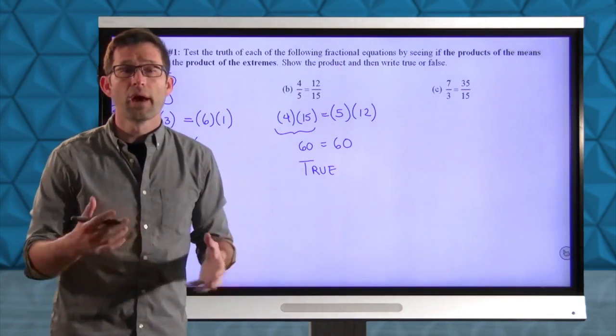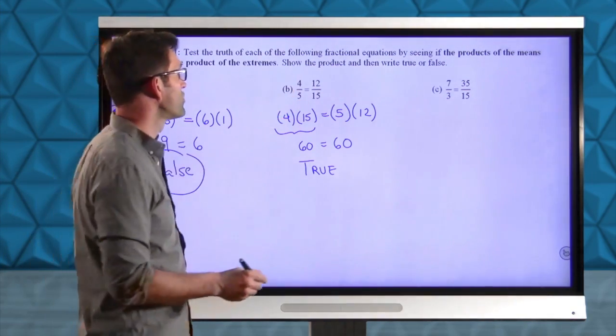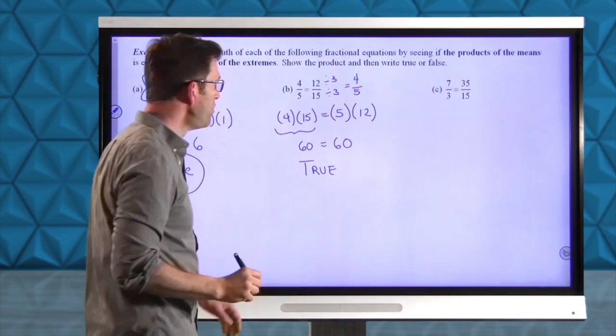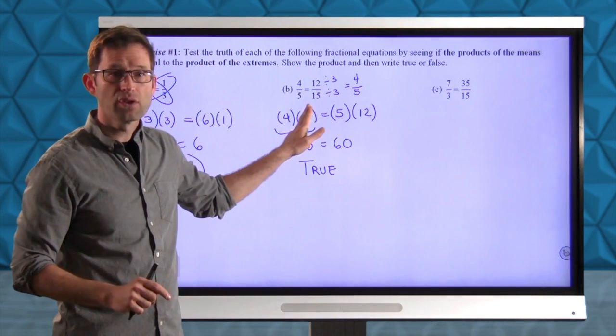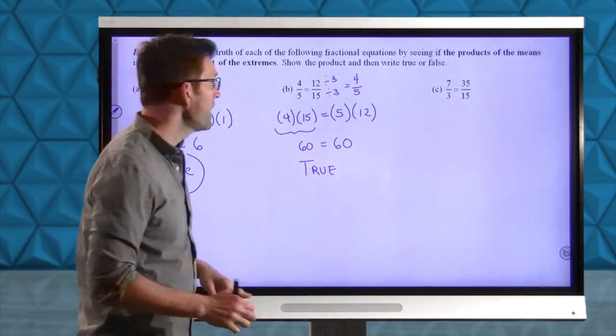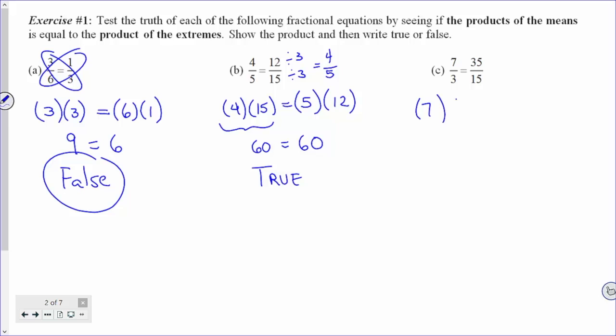You can, of course, use some kind of a reduction technique, like saying, if I take 12/15 and divide both numerator and denominator by 3, I would get 4/5. But again, if I've got a fractional equation that's true, this product will also be true. Likewise, for this last one, if I do 7 times 15 and see if that's equal to 3 times 35, this might be a little bit more difficult, but we would have 105 here, and likewise 105 here. So that is true as well.